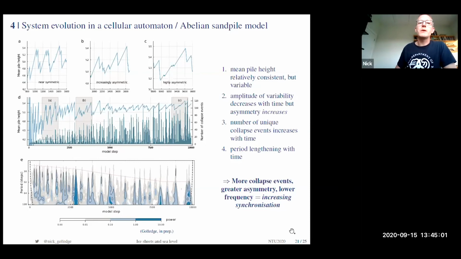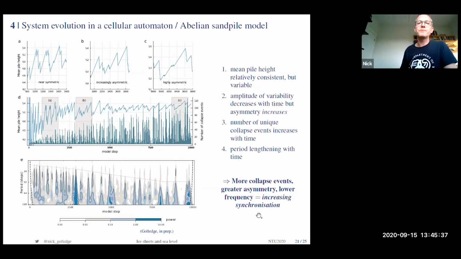Now the middle panel is showing you, in the vertical bars, the number of collapse events within that sand pile. And when we look at the frequency plot of those on the bottom, you can see that the high frequencies near the top essentially drop out, and the collapse events are happening at much lower frequencies. So essentially the collapse events are less frequent, they're much bigger, and the build-up is more gradual, followed by a much more abrupt collapse.